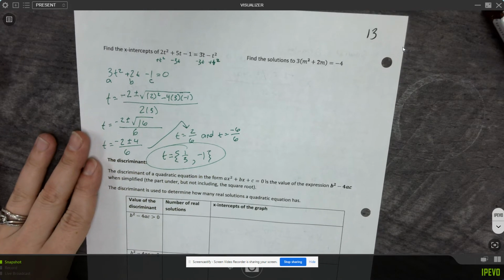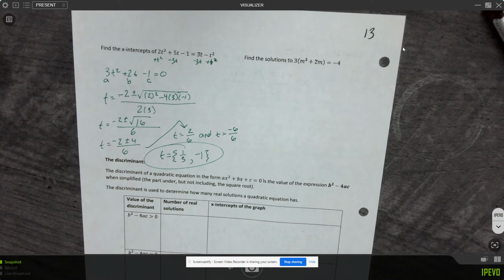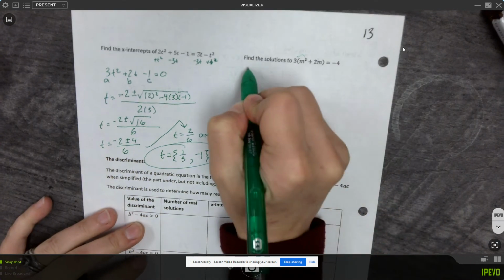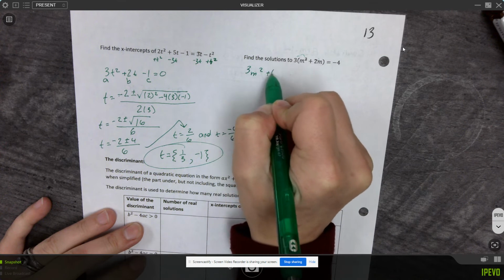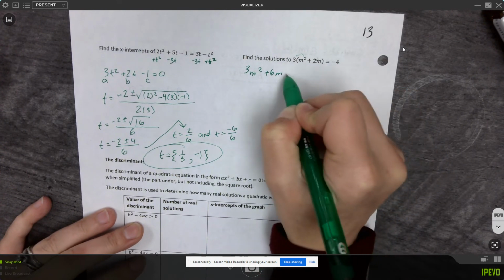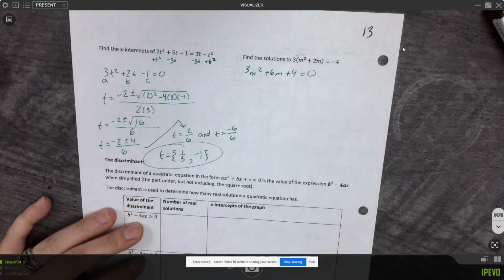And the last one, find your solutions. Same thing. I need it in standard form. You need to start with distributing here. So this is 3m squared plus 6m. I also need to get this negative 4 to the other side, so I'm going to add 4, and it just goes to the end.